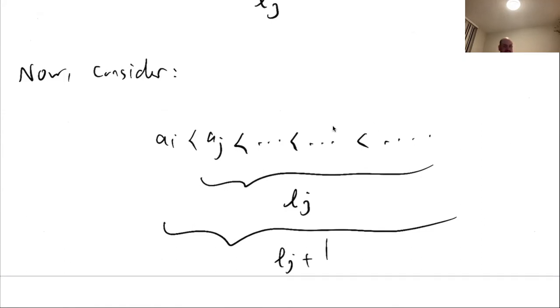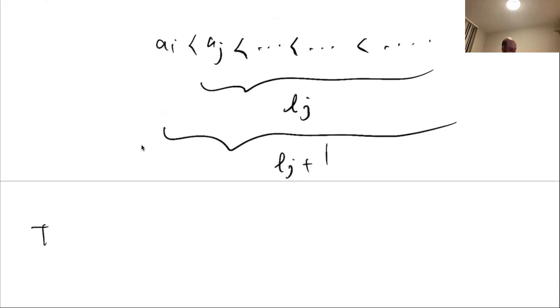If this part has length Lj, then the whole subsequence will have length Lj plus 1. And what does that mean? Thus, we can say that Li will be bigger than or equal to Lj plus 1, right?